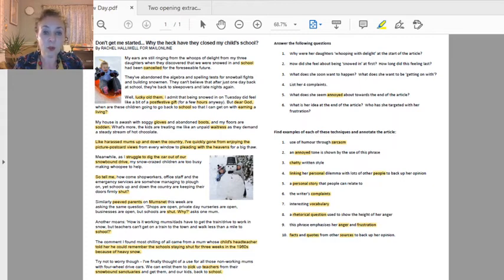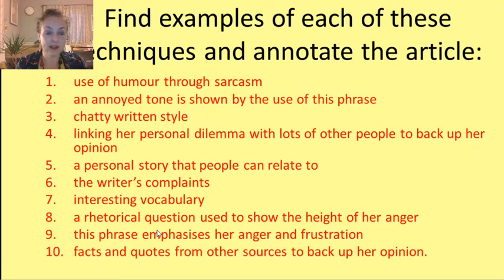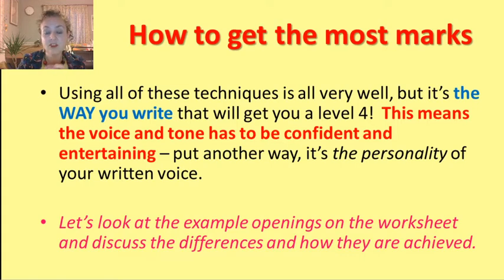Okay, so we've managed to get quite a bit of information out from that article, quite a short article actually, which is great. So using all of these techniques, which you will be doing, is very well, but it's the way you write that will get you a level four. This means the voice and tone has to be confident and entertaining. Put another way, it's the personality of your written voice. And in the lesson we're doing on Monday, I'm going to give you a live lesson on Monday, we're going to look at some personalities, some really characterful writing, because that's what's going to be the most entertaining thing.